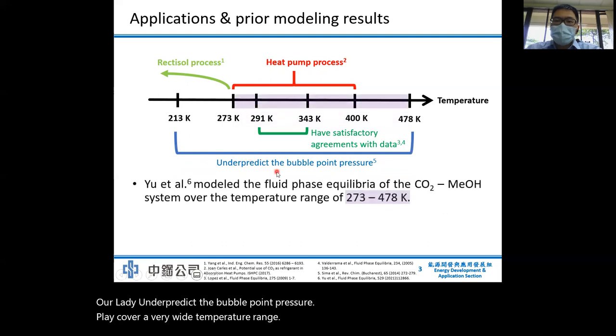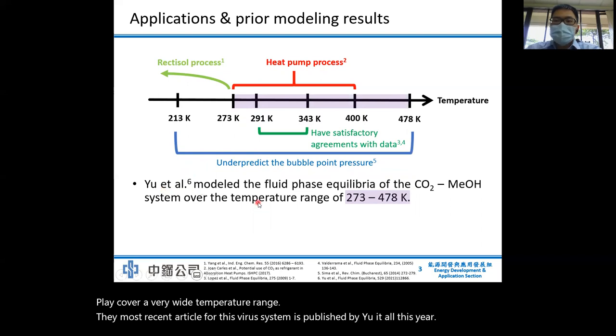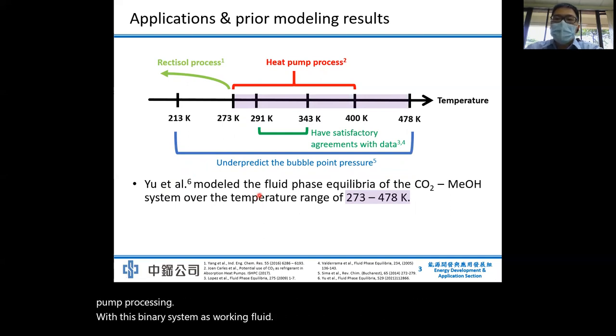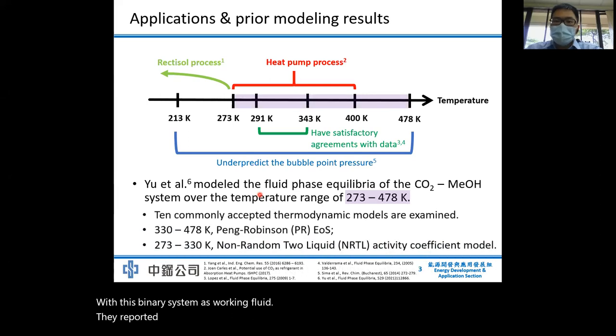The most recent article for this binary system is published by Yeo this year. They aimed to identify suitable thermodynamic models to support the process simulation of heat pump processing with this binary system as working fluid. They reported a systematic evaluation of 10 commonly accepted thermodynamic models. And they covered a very wide temperature range as well.